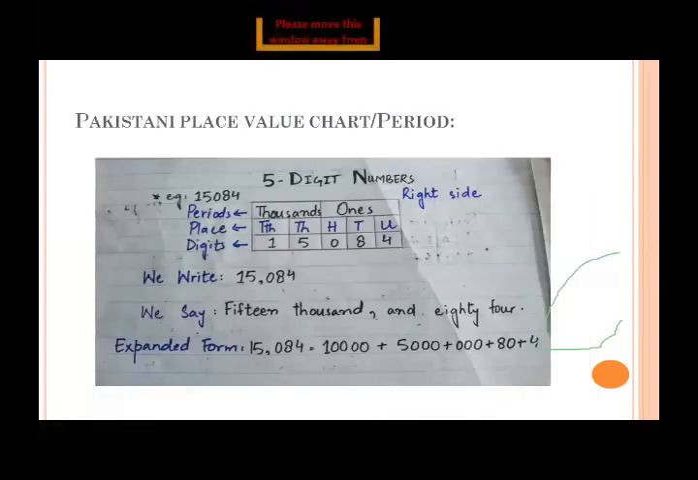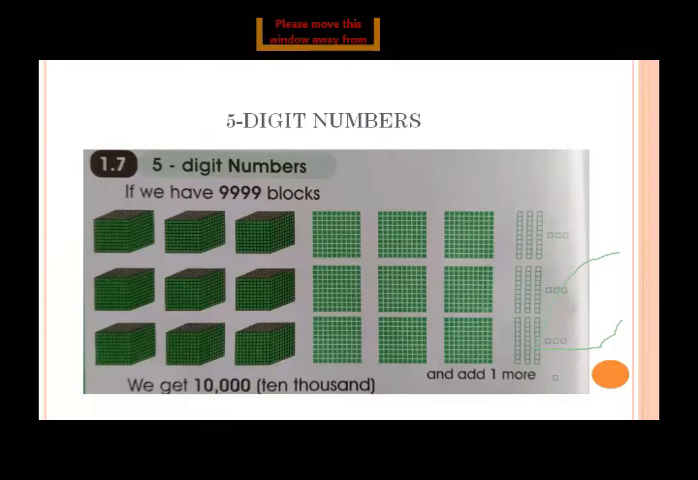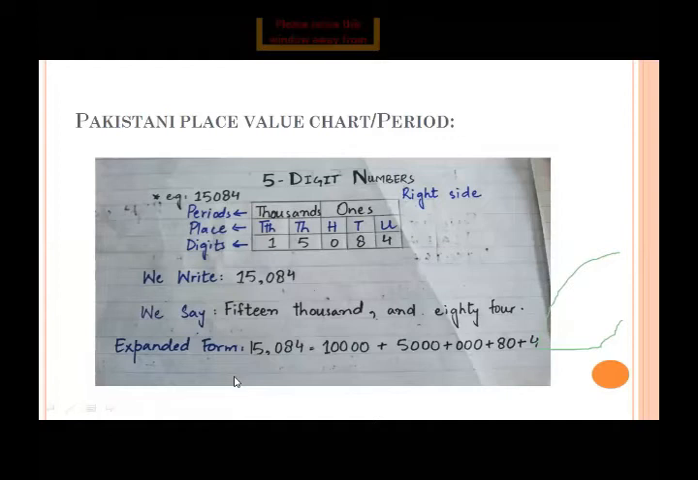Yesterday we learned about the place value chart of Pakistani and international period by placing 4-digit numbers. But today we are learning 5-digit numbers. And I told you here that our new 5-digit number and the smallest 5-digit number is 10,000. So here we have to do placing till 10,000.